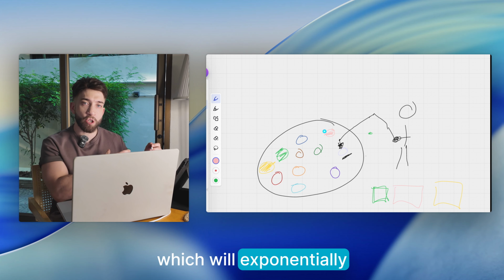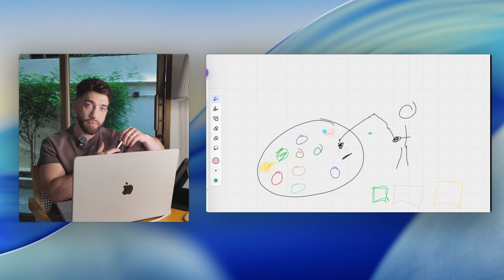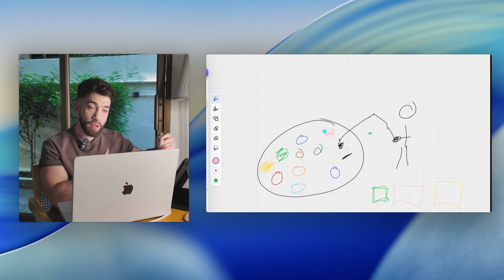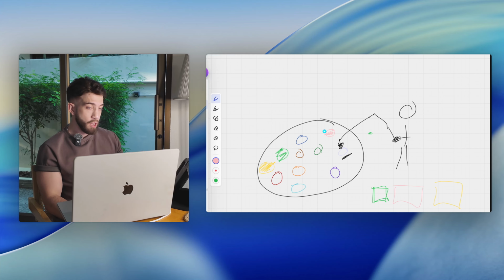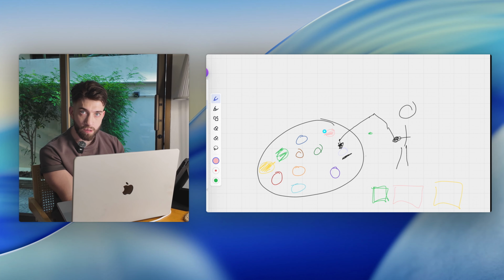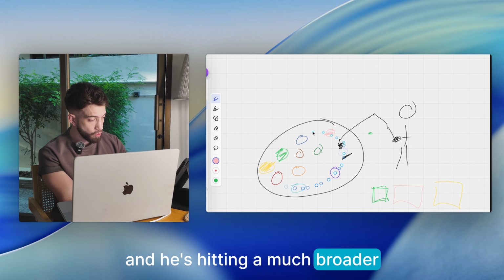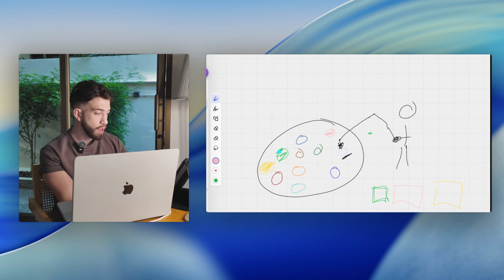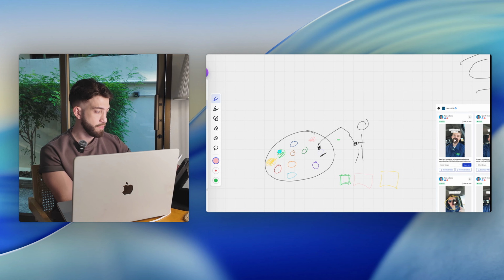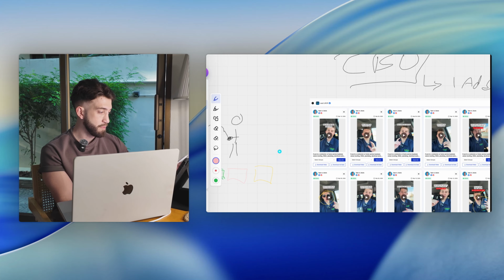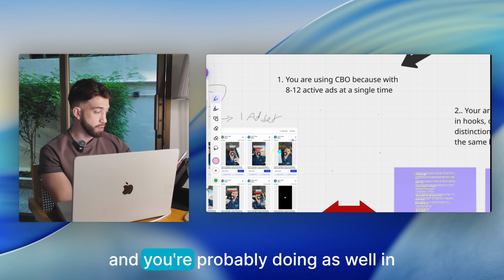which will exponentially decrease his cost per lead and likely reduce his customer acquisition cost, because he's hitting different angles and he's hitting a much broader audience, right? And so I'm going to go into a bit about how you do that in a second. So that's another big problem, and I see this all the time, and you're probably doing it as well in your business.